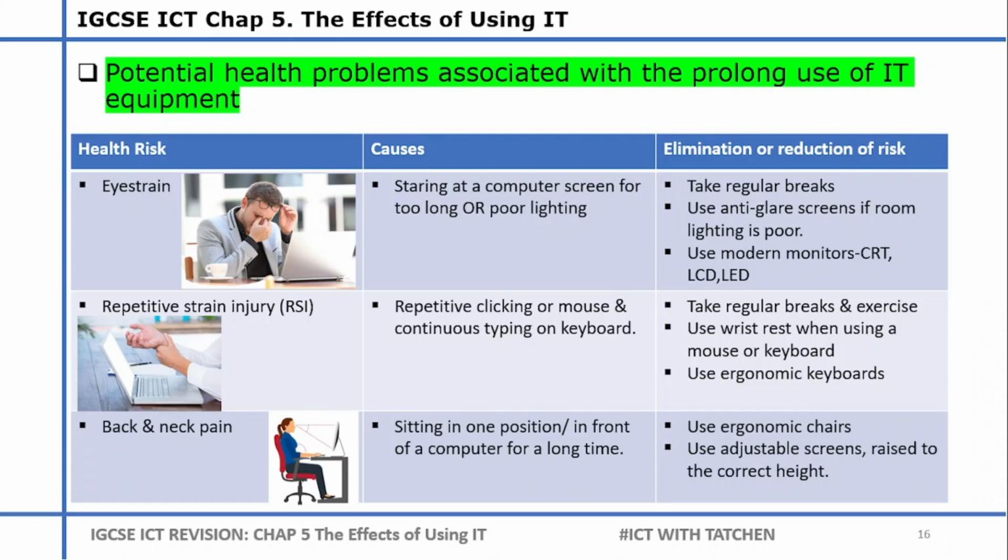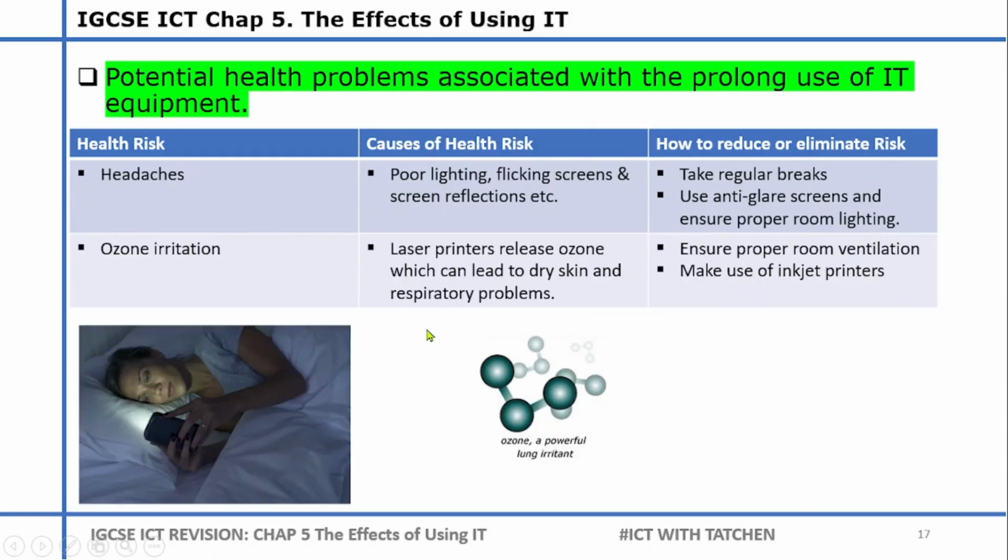Another health risk you can get is back and neck pain. This is usually due to bad sitting posture. If your chair is not well positioned and you are not sitting in an upright manner, or the monitor is not well positioned for you to sit well, that will cause back and neck pain. Sitting in one position in front of a computer for a long time is one of the major causes. Use ergonomic chairs to prevent or eliminate this. Use an adjustable screen, raised to the correct height.